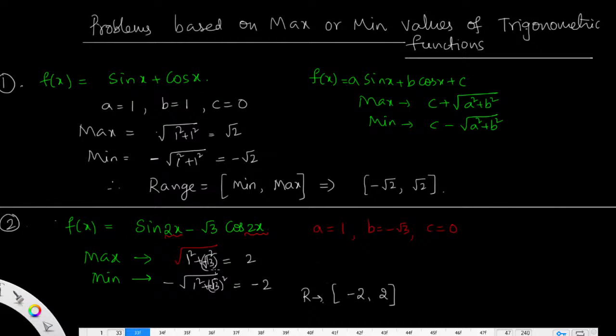I am writing minus root 3 only, not equal to 1. Minus root 3 whole square, and minus root 3 whole square, that value is equal to 2 only.